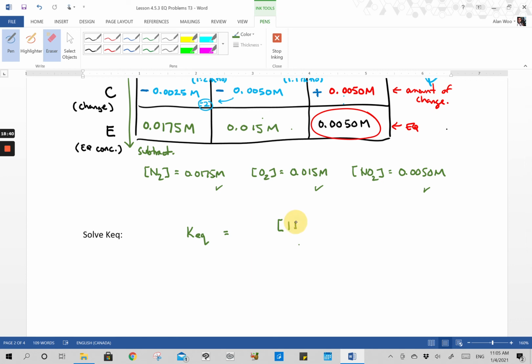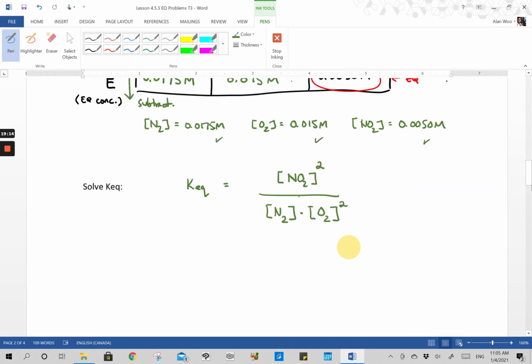It's products, which is NO2, okay. The coefficient 2 becomes the exponent 2 over my two reactants. So N2 times the concentration of O2. And O2 has an exponent 2. Okay, so that's my equilibrium expression.